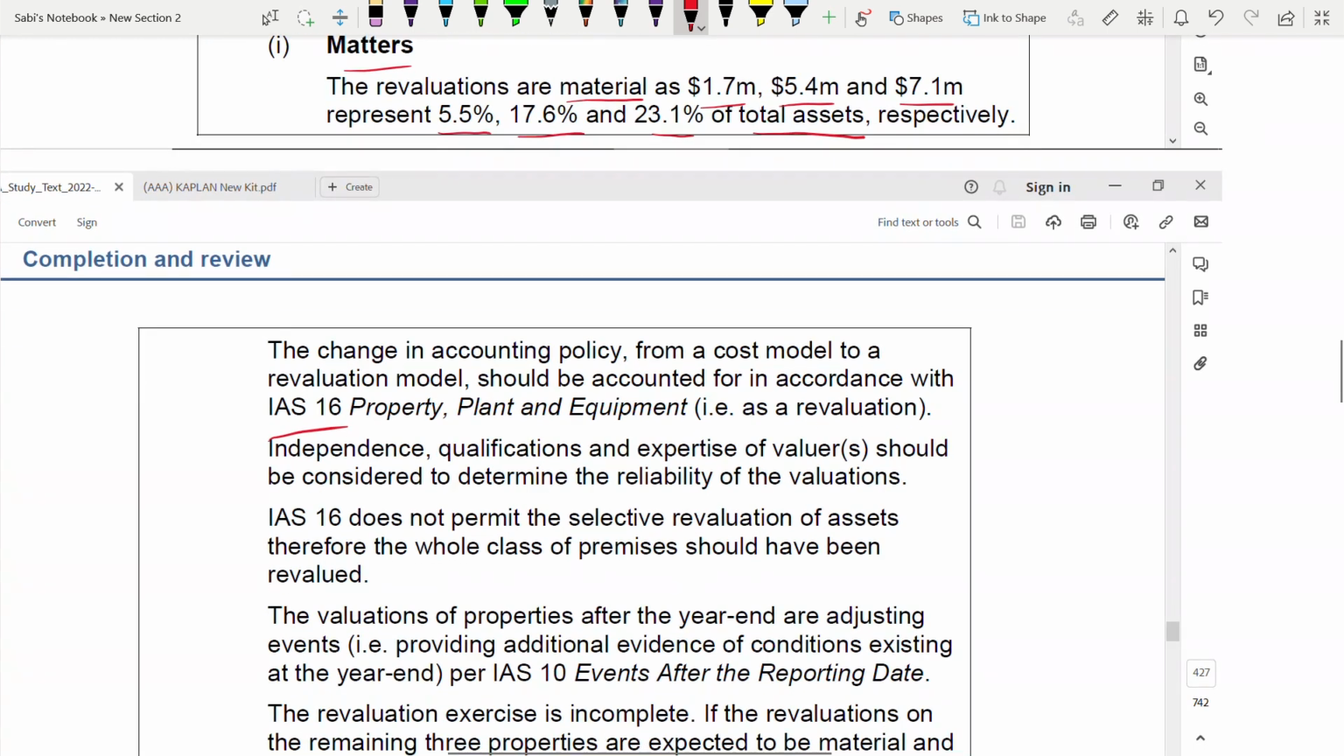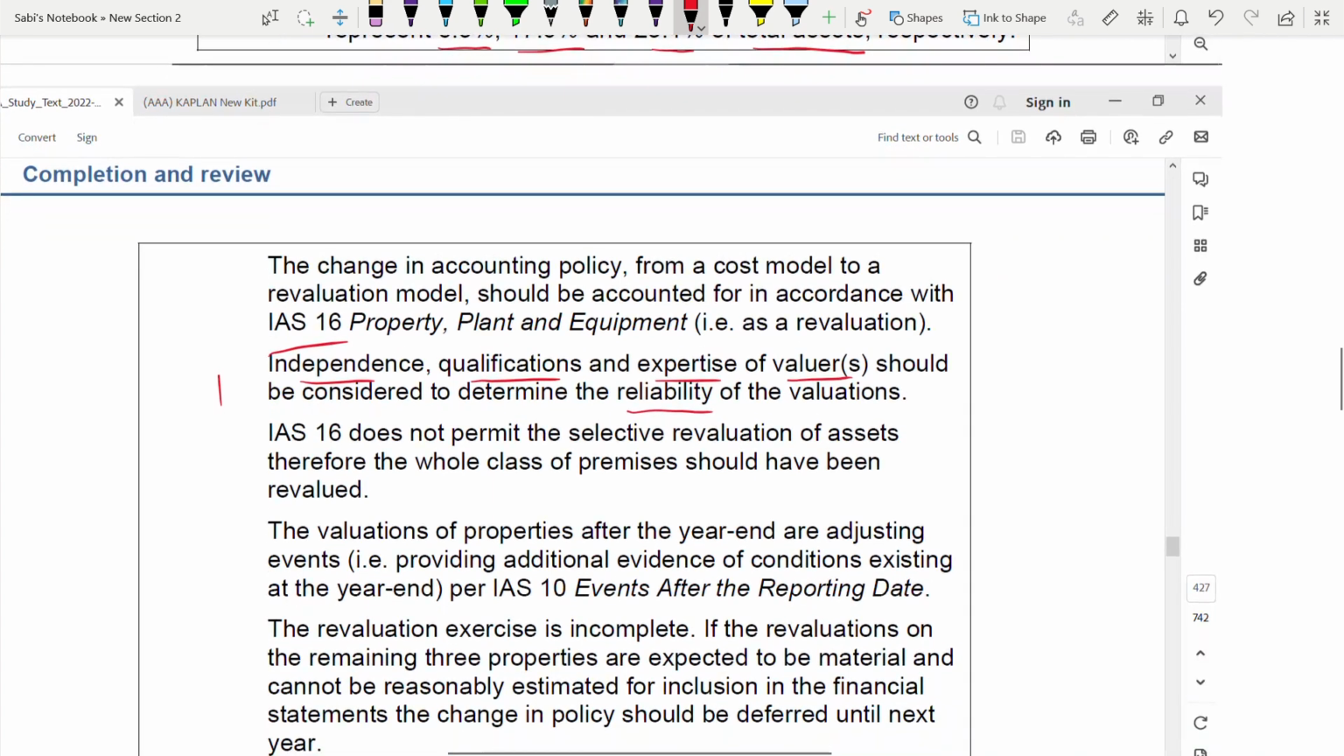Who is giving this valuation? Some valuers. Because it is some valuers, these are matters to be considered with management. You need to check the independence. You need to check the qualification. You need to check the expertise of those valuers who are putting valuation on those non-current assets. Because if they are independent, if they are qualified, if they have expertise, you can rely on their valuation.